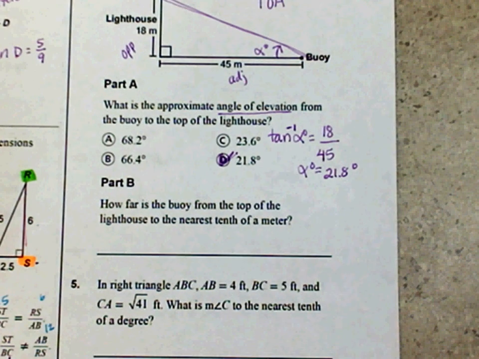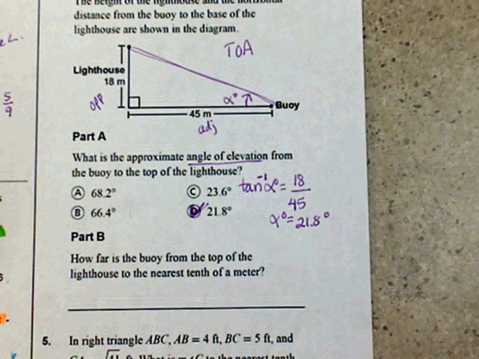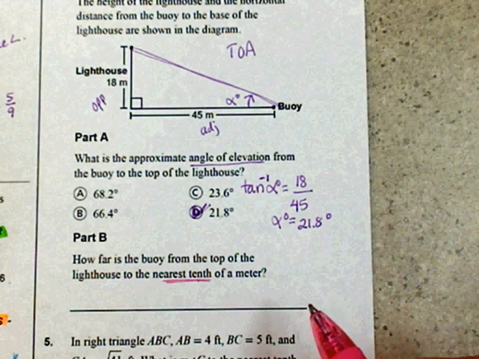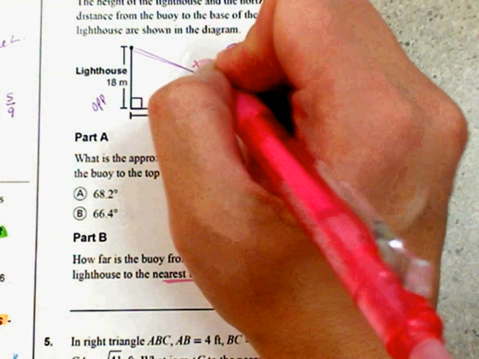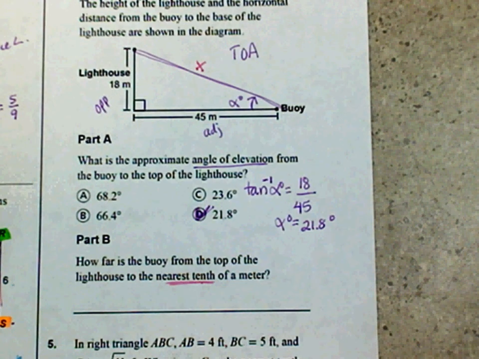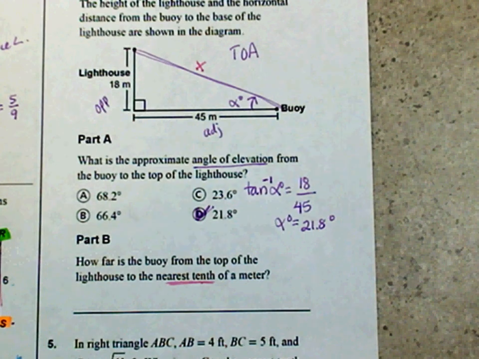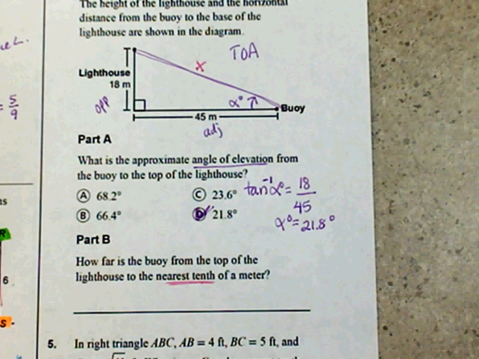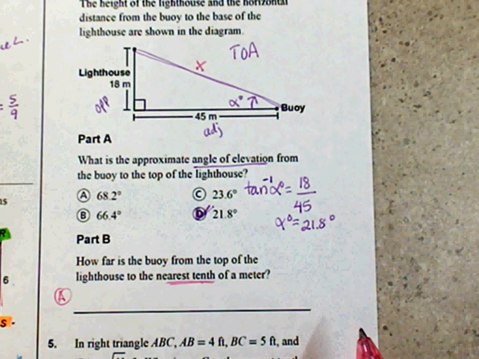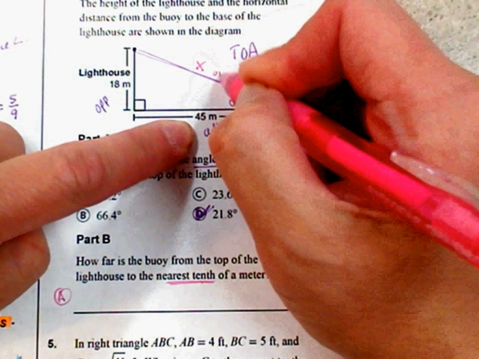Part B says, how far is the buoy from the top of the lighthouse to the nearest tenth? So how far? So I want to know this. So there's different ways you can do it. You can use Pythagorean theorem, or you can use your trig function. The choice is yours. So I'm going to show you both. Okay. I'm going to use trig. I'm going to use my adjacent. So if I use my adjacent, this right here is your hypotenuse.